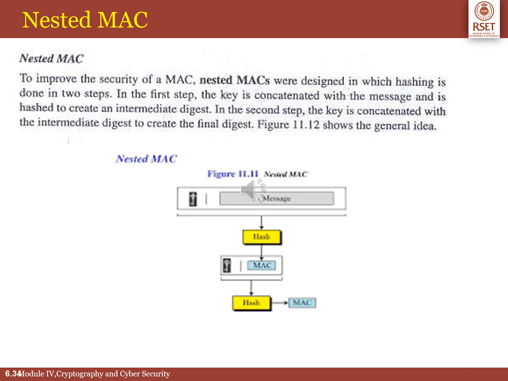To improve the security of MAC, nested MACs were designed, in which hashing is done in two steps. In the first step, the key is concatenated with the message and is hashed to create an intermediate digest. In the second step, the key is concatenated with the intermediate digest to create the final digest.